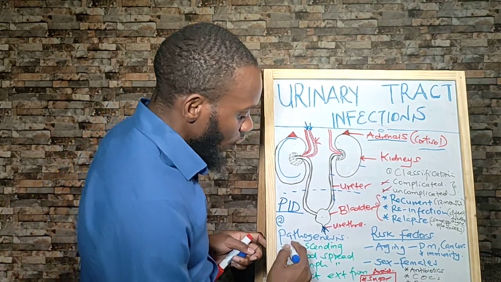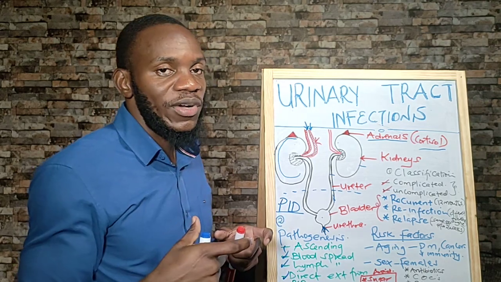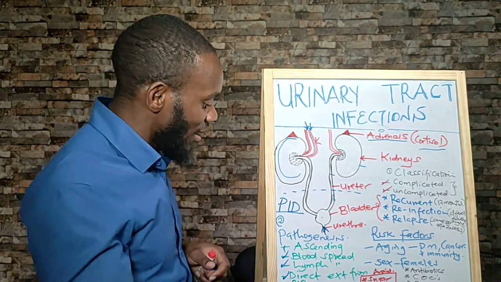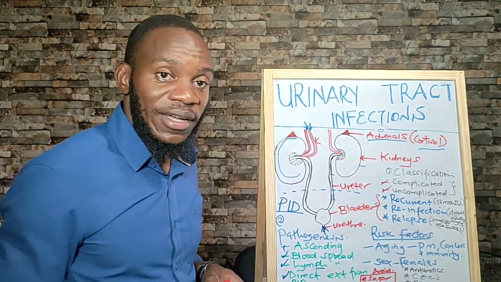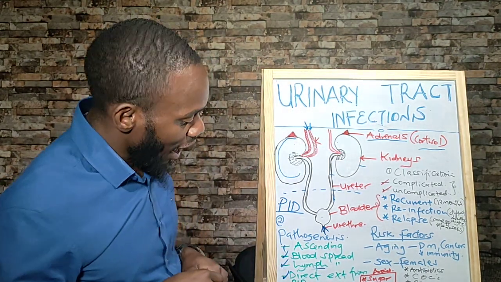So good, so we have four. We have the blood, we have the lymphatic, we have the direct spread from other organs, like the pelvic. Then we have the ascending, which is from the urethra upwards.